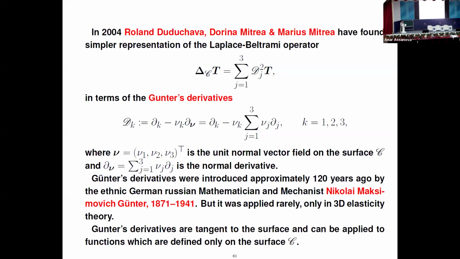Well, in 2004, Dorina Mitrea and Marius Mitrea, Romanian mathematicians but working in the United States for a long time now, proved that the Laplace-Beltrami operator is represented as it is here, but you know this. I have spoken about it in the first two lectures also. It's represented as this sum of squares of Günther's derivatives. And here is how Günther's derivatives are defined with the help of the normal derivative and the normal vector field.